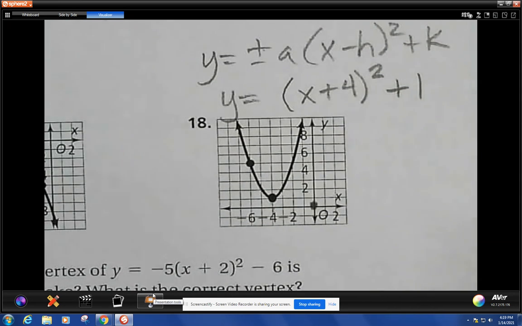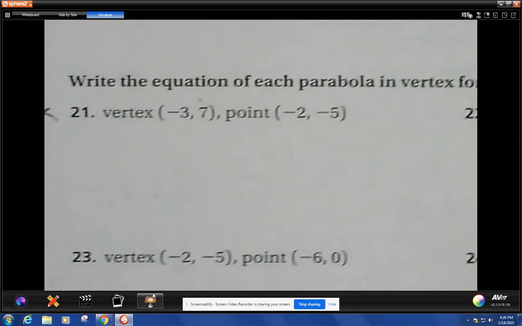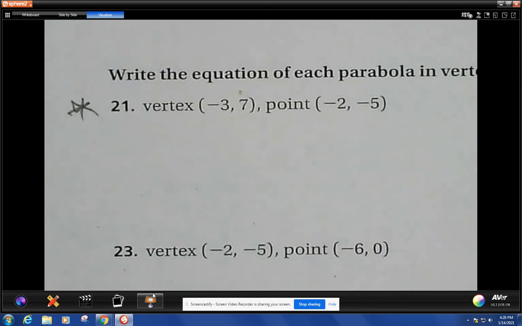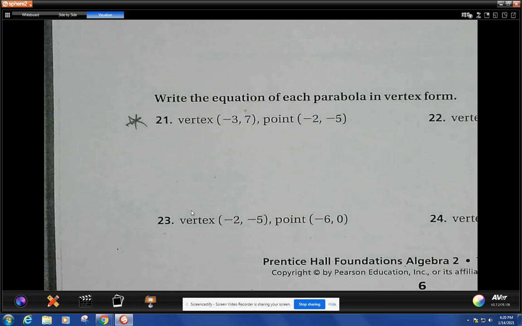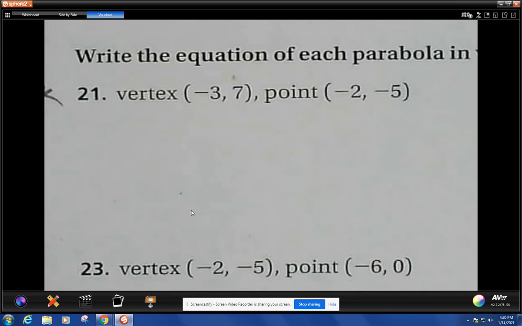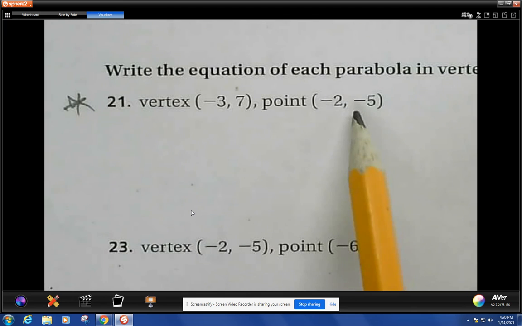Again, Desmos will be one of your best tools that you can use here to be able to do this. So last but certainly not least, let's look at number 21. It says write the equation of each parabola in vertex form. And number 21 here is giving us this vertex and this point, okay?